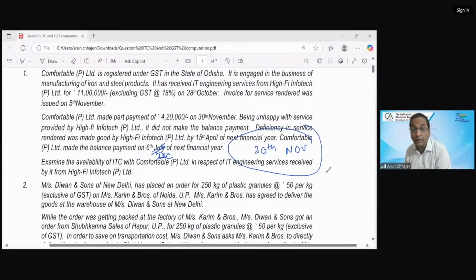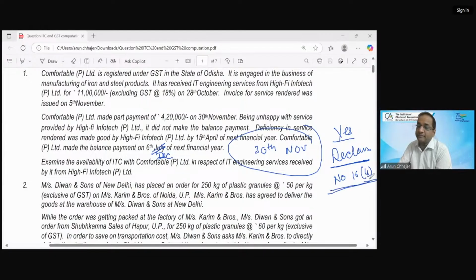Time limit 30th November, after the end of the financial year. Give me the answer. Can he claim after the expiry of the 16(4) time limit? Can he reclaim? I cannot use the word claim, I will use the word reclaim. Answer is yes, because for reclaiming the ITC, no time limit, no 16(4) is applicable.